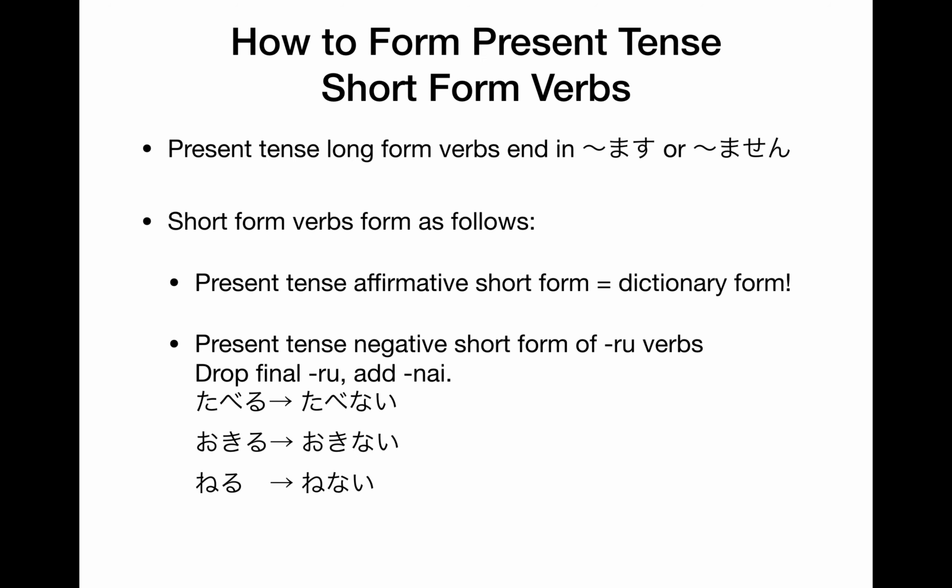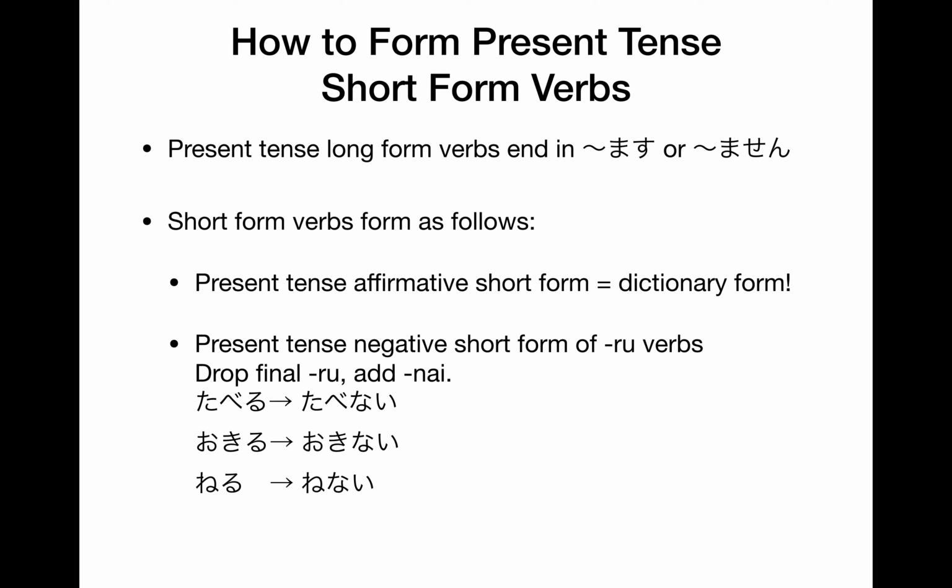Okay, so the first thing I'm going to do is teach you how to make the present tense short form of verbs. We'll take this by the various parts of speech. So what's the difference between short form and long form verbs, first of all? The long form verbs you studied in lesson 3 are the verbs that have been conjugated to end in -masu in the affirmative or -masen in the negative.